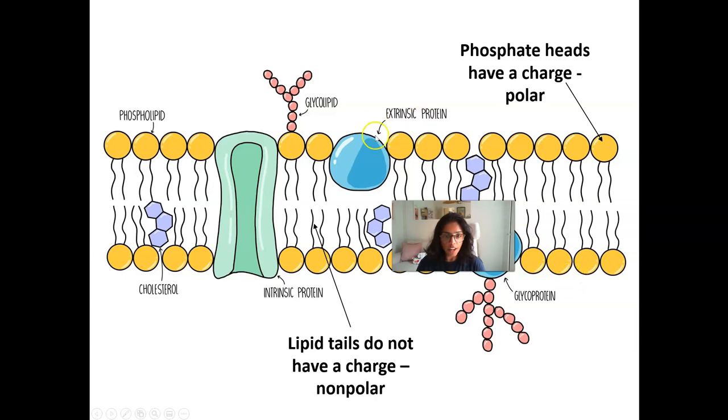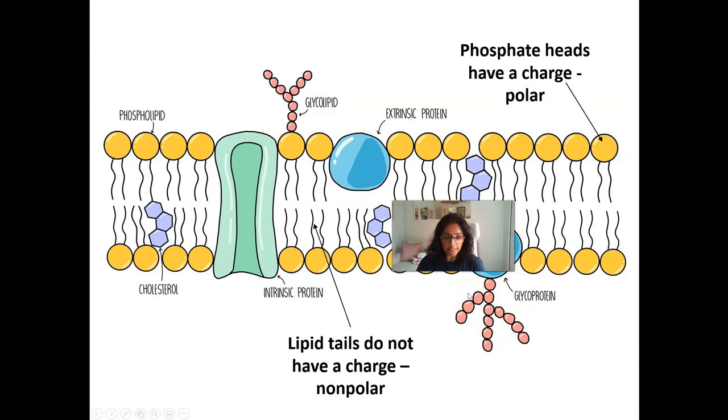So if we look here at a cartoon picture of the cell membrane, we can see all the different constituents that we identified last time. So we have cholesterol here, we have proteins, we have the phospholipid molecules, and we have the carbohydrate parts.